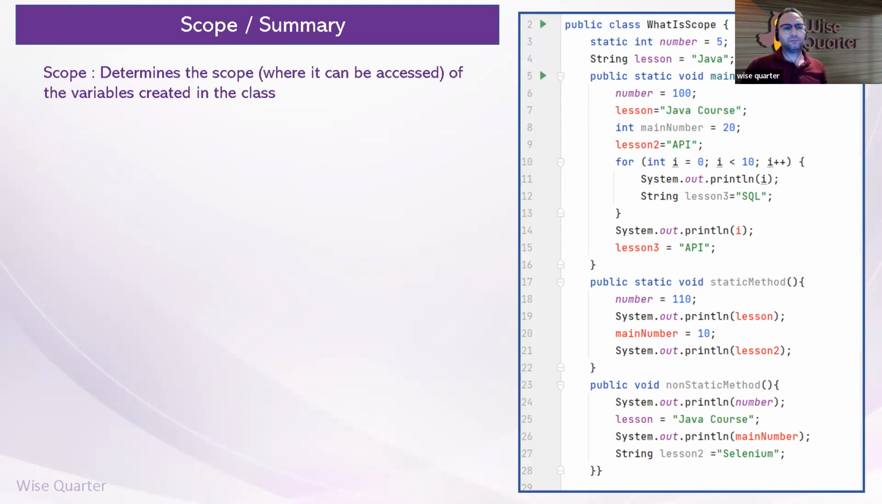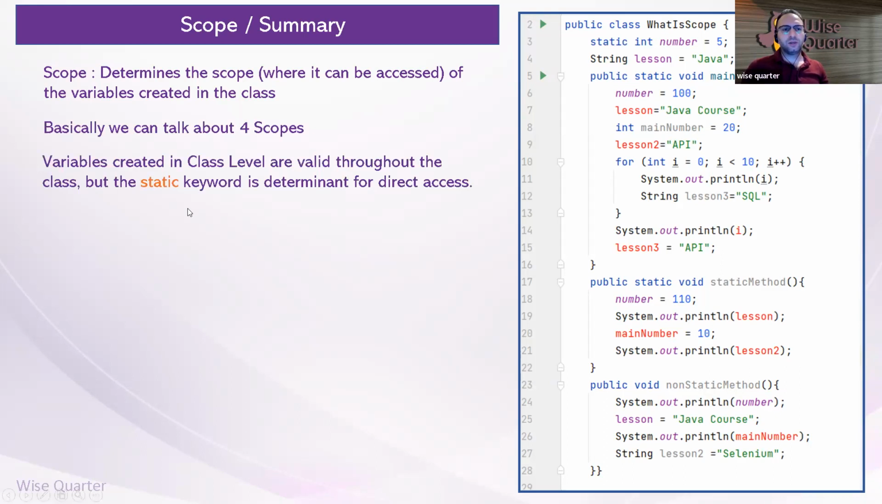Okay. Let's do an overview. What is scope? The scope determines from where you can use the variable. That's all. There are 4 types of different scopes. The first one is class level, but if it is static, you can directly reach it. Static variables can be reached from all the methods. It's very important. If it is static, you can reach it from everywhere.